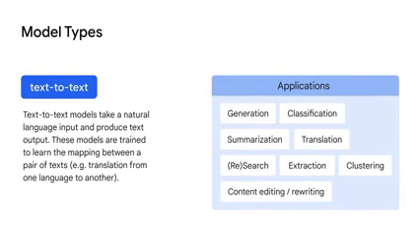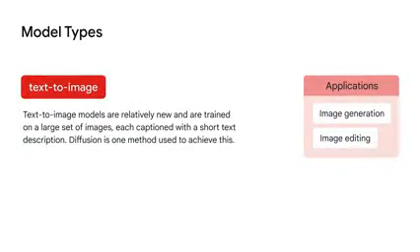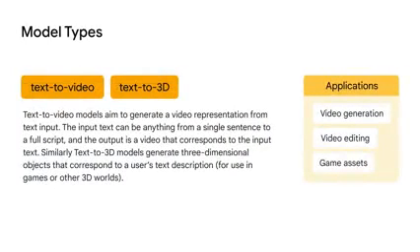Text-to-text. Text-to-text models take a natural language input and produce a text output. These models are trained to learn the mapping between a pair of text, for example, translation from one language to another. Text-to-image. Text-to-image models are trained on a large set of images, each captioned with a short text description. Diffusion is one method used to achieve this. Text-to-video and text-to-3D. Text-to-video models aim to generate a video representation from text input.